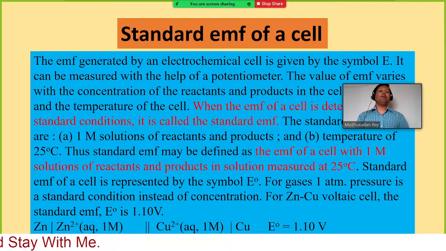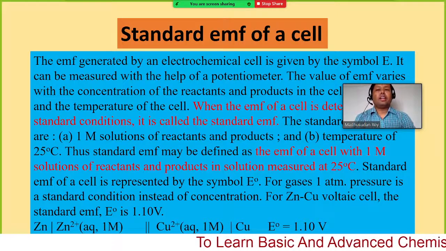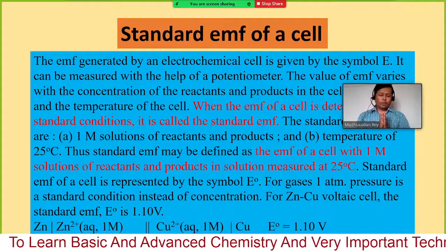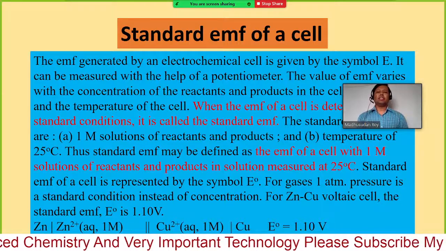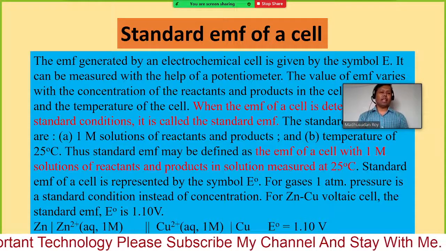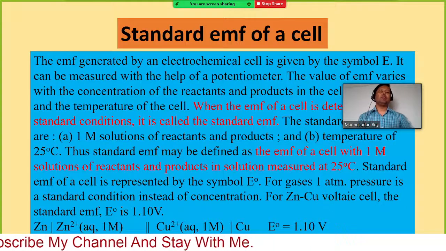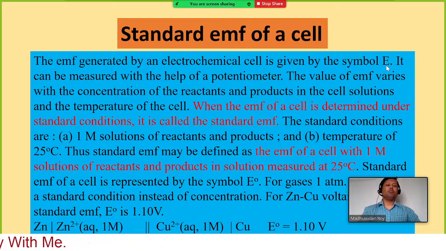A standard EMF of a cell. So till now we have learnt about the half cell and cell potential, and now we would like to learn about the standard EMF of a cell. If you have a full cell, that means two half cells are connected, then you can have the electrode potential for the cell. The EMF generated by an electrochemical cell is given by the symbol E.